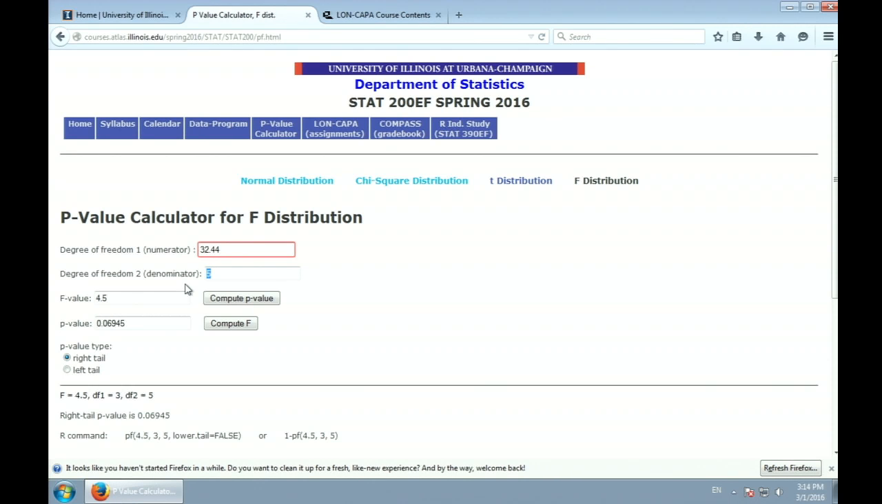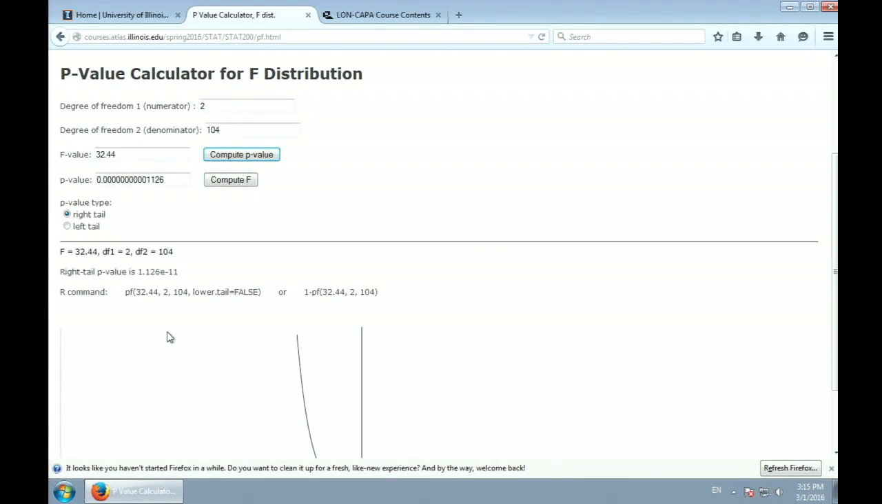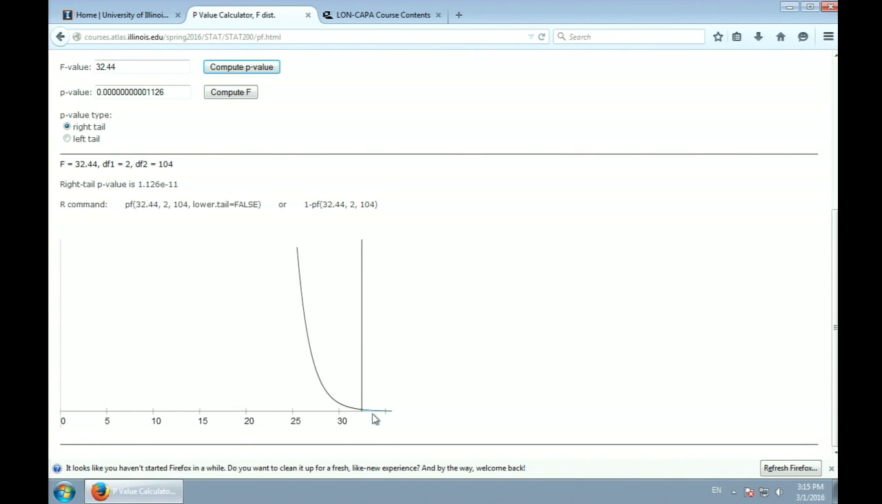Wait a minute. Look what I did. I screwed that up. I better read it. What do I have to put in there? The degrees of freedom for the numerator is 2. The degrees of freedom for the denominator is 104. And our F value was what? 32.44. Right? Now we're going to compute a p-value, and look how tiny it is. Oh my goodness. It's so tiny. All right?